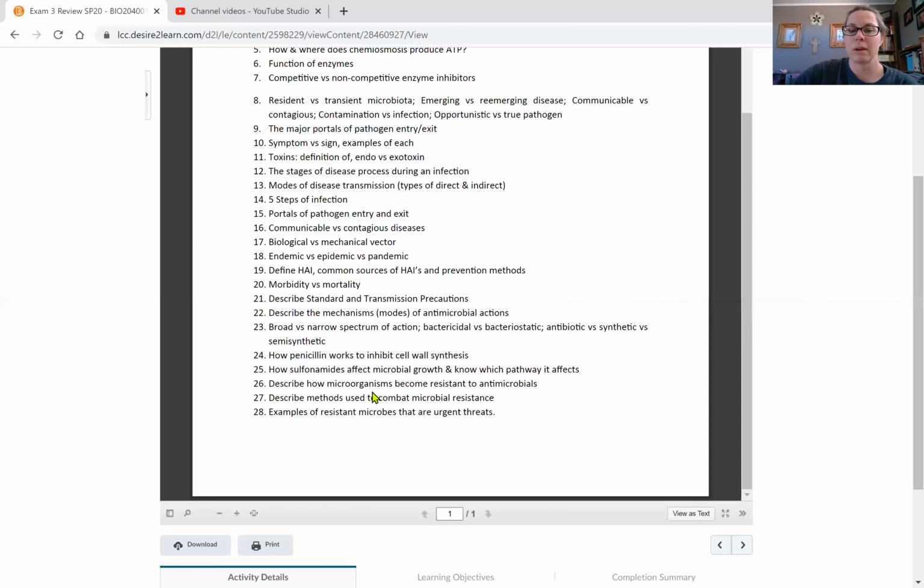Okay, describe a couple of ways how microbes can become resistant to antimicrobials. Some ways we can combat resistance, maybe as a patient and as a person in the healthcare field. And then we had some examples of microbes that the CDC lists as an urgent threat that are becoming resistant. So look up examples of those, okay?